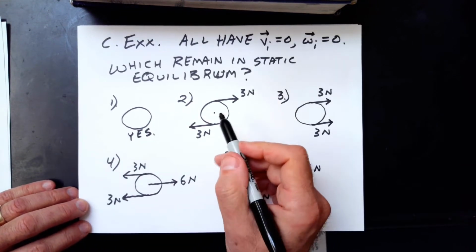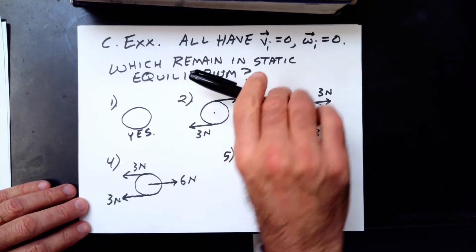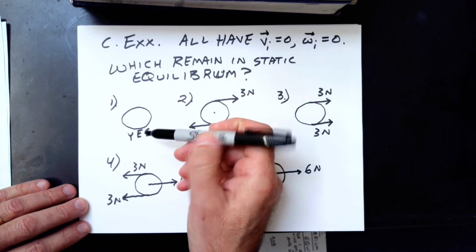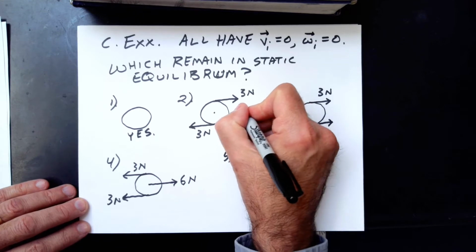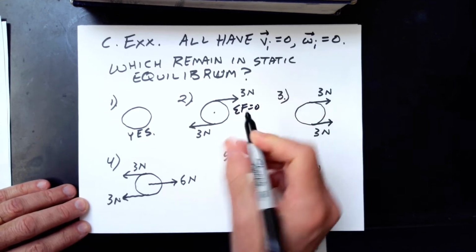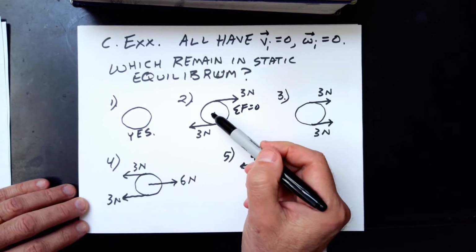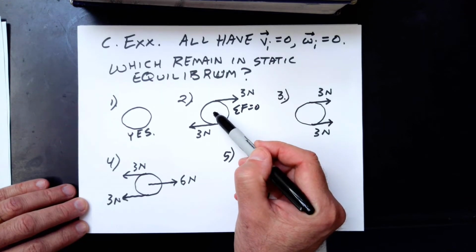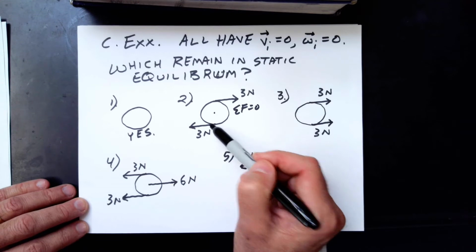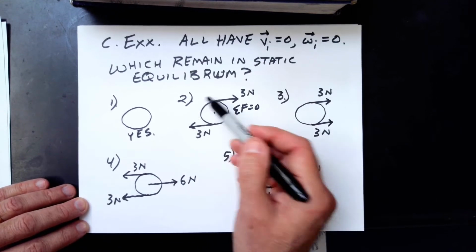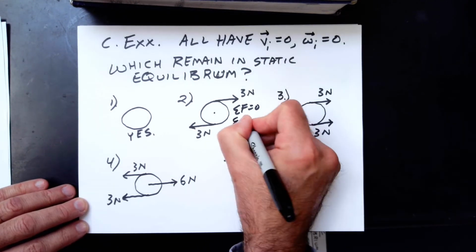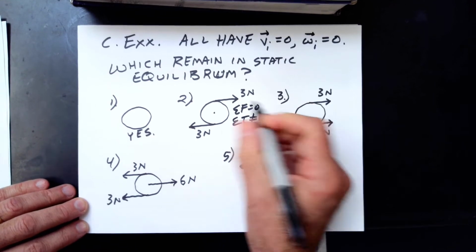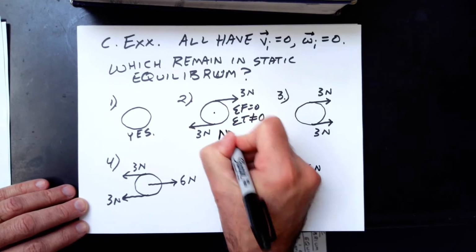Now let's look at this second one, and let's do our 2 checks. Do the forces add up to 0? Well, you have 3 newtons right and 3 newtons left. So yes, the sum of the forces equals 0. But do the torques add up to 0, especially around any axis? We could dispense with that quickly by picking the center as an axis. You'll see both of these are trying to make it spin clockwise. So no, the torques do not add up to 0, even around the simplest axis.